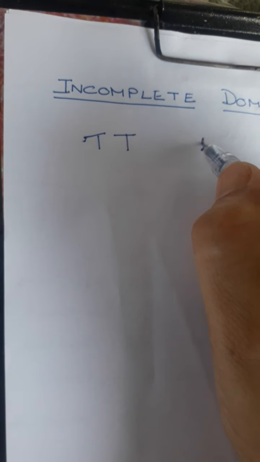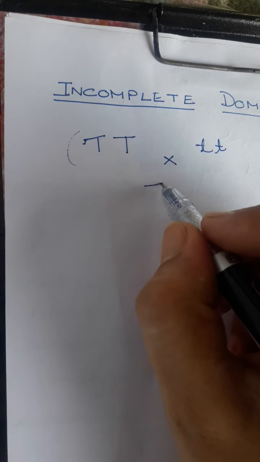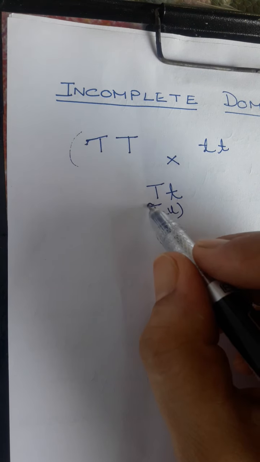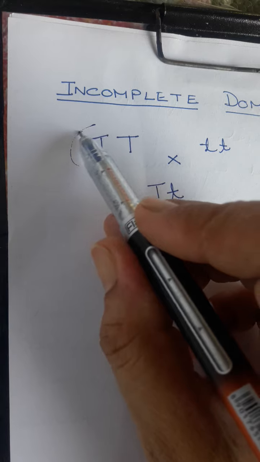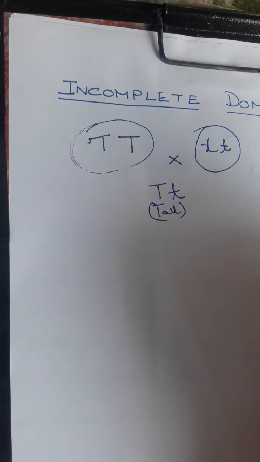Got it? Suppose in Mendel's monohybrid cross, we have capital T and small t. Here the phenotype is tall, and this is dwarf. If we cross them, in the F1 generation we will get an F1 plant whose phenotype is also tall. That means this particular trait is dominant and this particular trait is recessive.